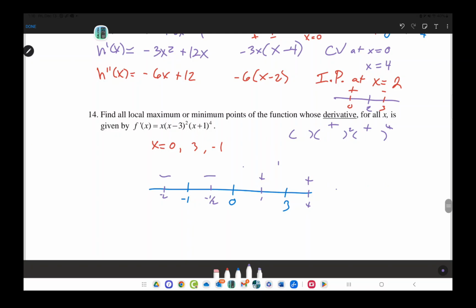At 0. Now, since it's going from decreasing to increasing, local min at x equals 0, f prime of x changes from negative to positive. And again, that's all you would need to put, by the way, on the AP test. Nothing else changes, so there are no actual mins or max other than 0.